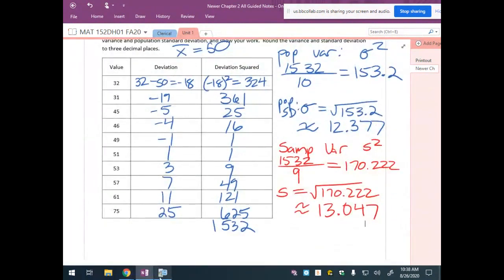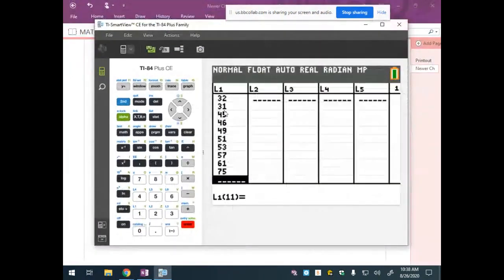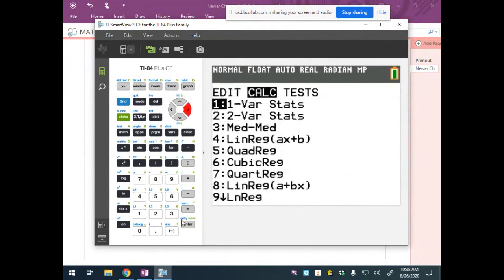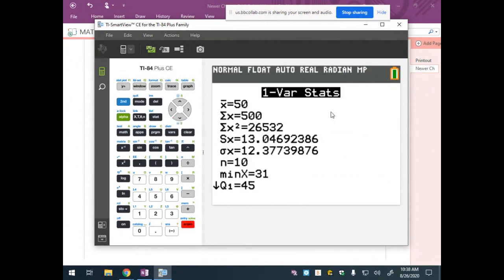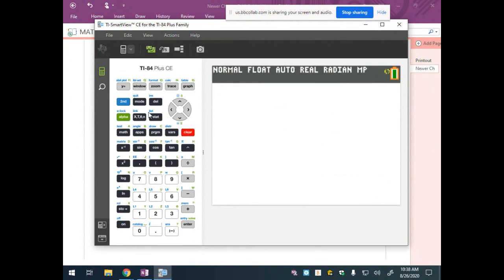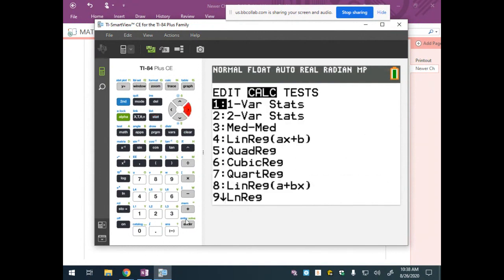All right, so what I've done here is I've entered this data into my calculator. I'm now going to do a 1-var stat on this particular list. And look, population standard deviation and sample standard deviation, right there. Can I do that again? Yes. Stat, we go to calc and 1-var stat.